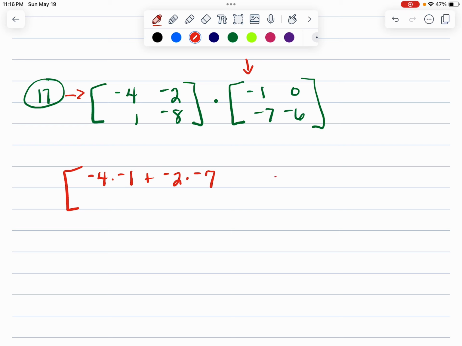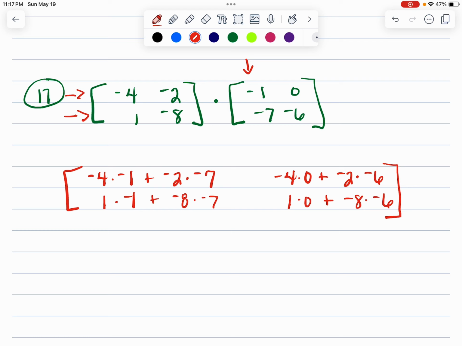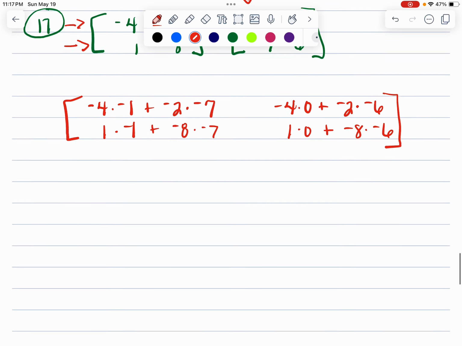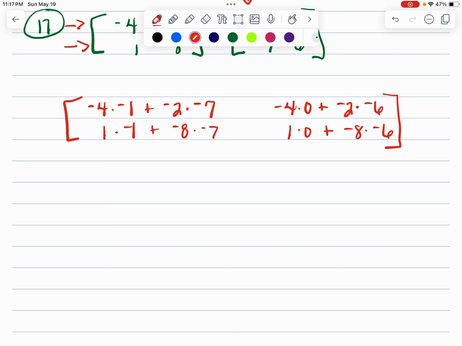First row, second column would be negative 4 times 0 plus negative 2 times negative 6. I'm going to do second row, first column: 1 times negative 1 plus negative 8 times negative 7. And then second row times second column would be 1 times 0 plus negative 8 times negative 6. Okay, and then just multiply and add.